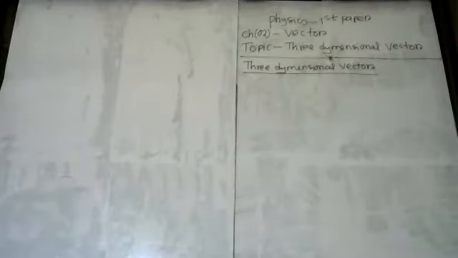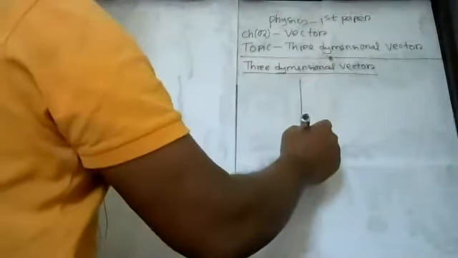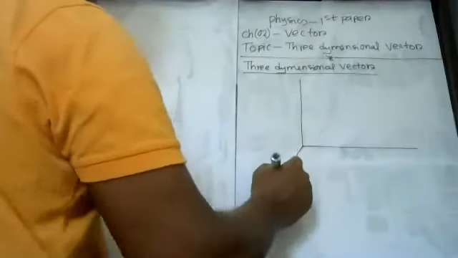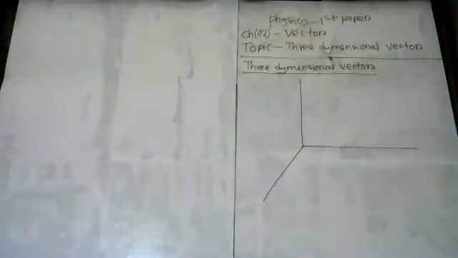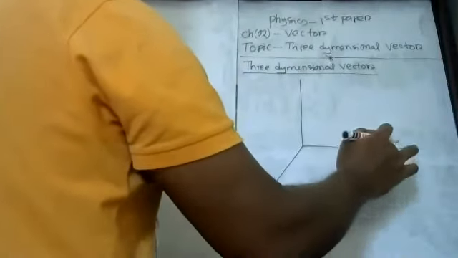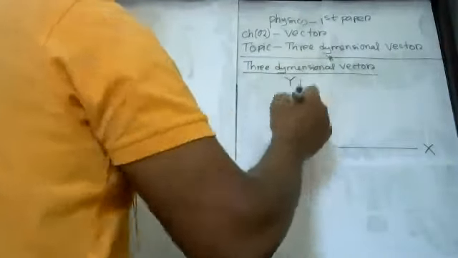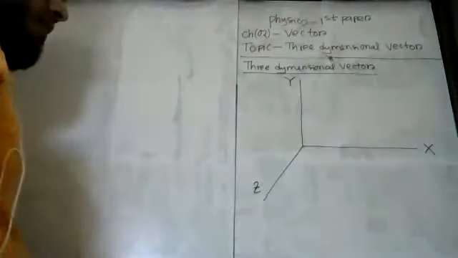Suppose you are taking any vector quantity among the x, y, z axes, and that vector contained in the x, y, z axes is known as a three-dimensional vector. Let's draw a three-dimensional vector. Suppose this one is the Cartesian coordinate system. In this coordinate system, this axis is x-axis, this one is denoted by y-axis, and this one is denoted by z-axis.